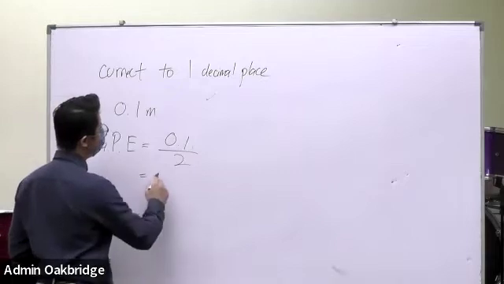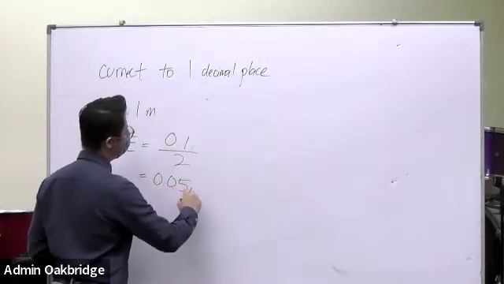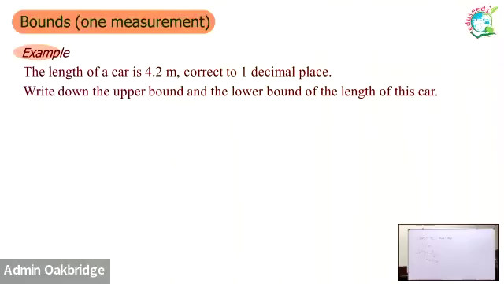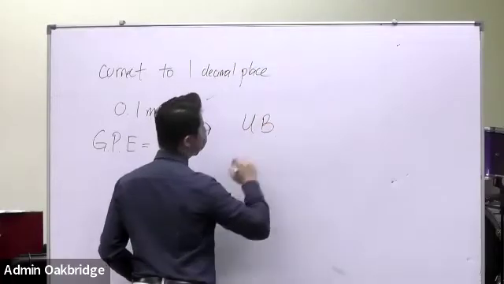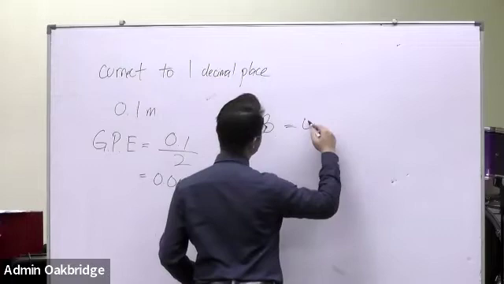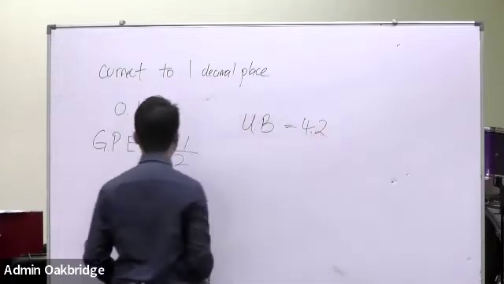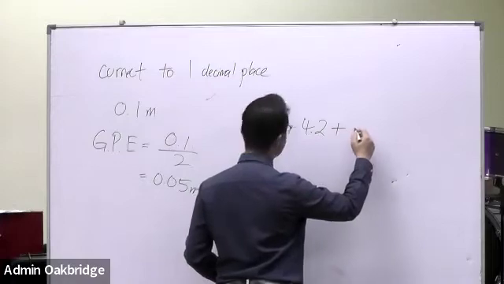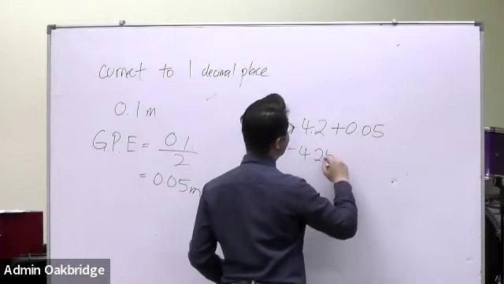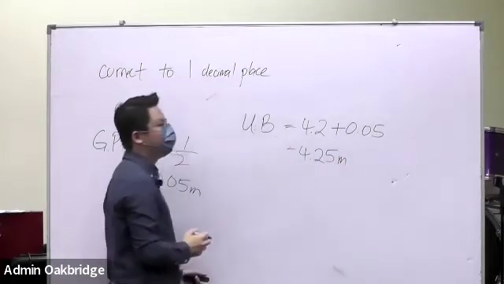So again, 0.05 meter. Okay, and now I want to find out the upper bound and lower bound of the length of this car. To get the upper bound, UB stands for upper bound, short form, you take the measurement, 4.2 meter, and add the GPE, greatest possible error. There you have 4.25 meter. This is for upper bound.